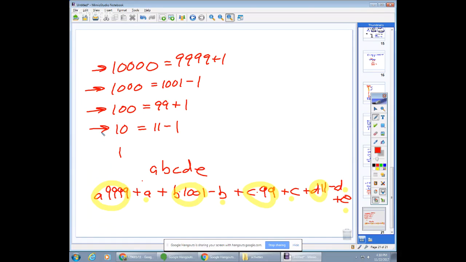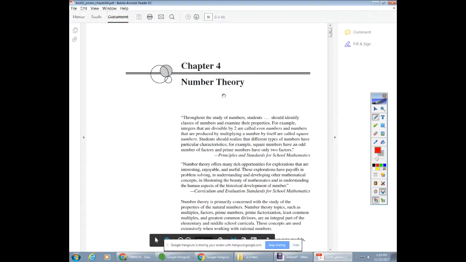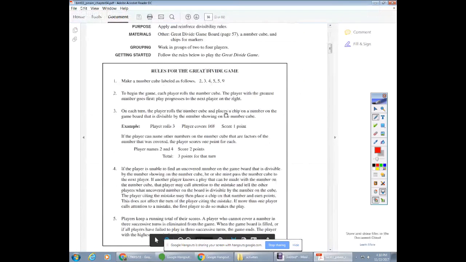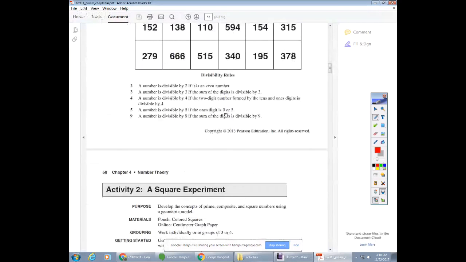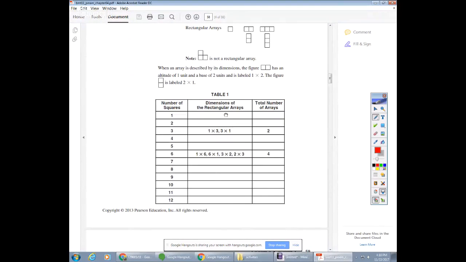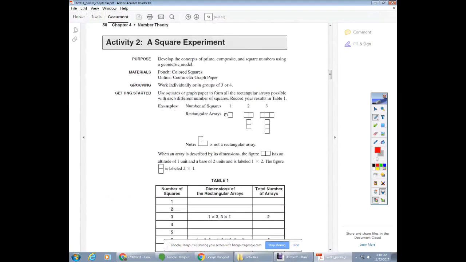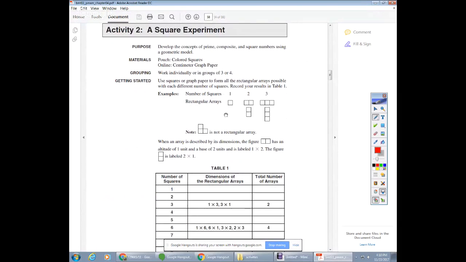Okay, I think that's enough divisibility stuff for now. Do any of those activities directly relate to divisibility? I think the activities start up with section 2. Square experiment. Oh, that's a good one. Yeah, let's do a square experiment together. Let me get that printout for you.